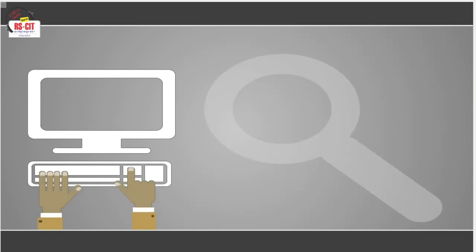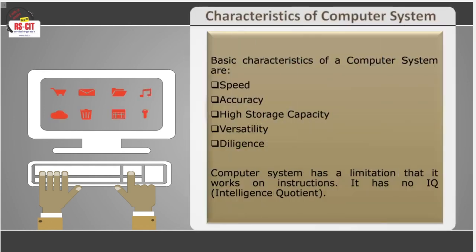Characteristics of computer system. Basic characteristics of a computer system are speed, accuracy, high storage capacity, versatility, diligence. A computer system has a limitation that it works on instructions. It has no IQ, that is intelligence quotient.